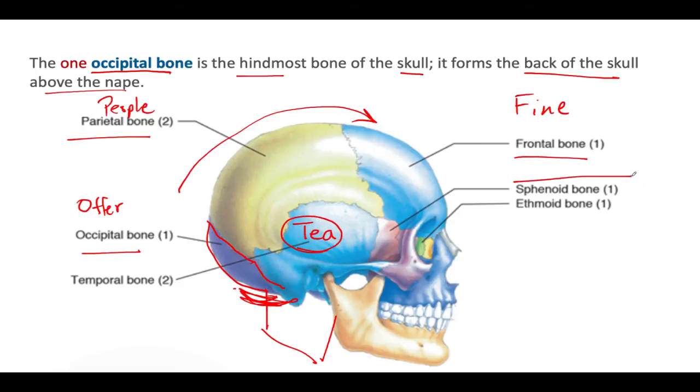Then we also have our sphenoid bone and ethmoid bone. The sphenoid is here, and it connects to all these different bones, and we'll take a look at that as well. And then the ethmoid bone is within the nasal cavity.